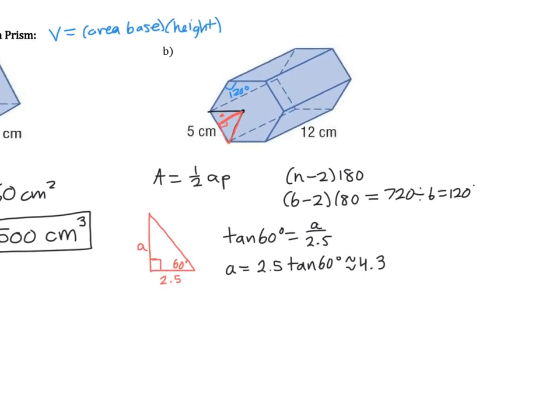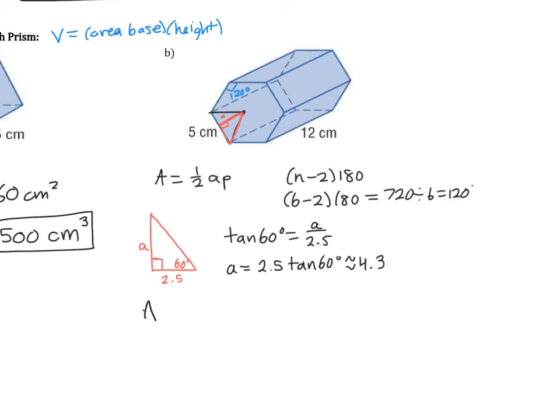So now we can find the area of our base. So the area of our hexagon is going to be 1/2 times A, which is our apothem, 4.3, times P, which again is the perimeter of the base. So 5 times the 6 sides gives us a perimeter of 30. So we can find the area of the base. Let's get a decimal approximation for that. We can get 64.5 is the area of our hexagonal base.